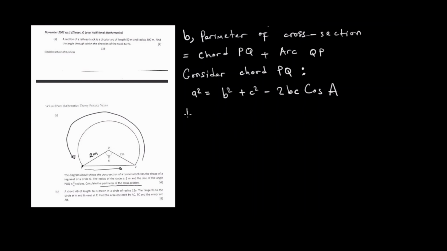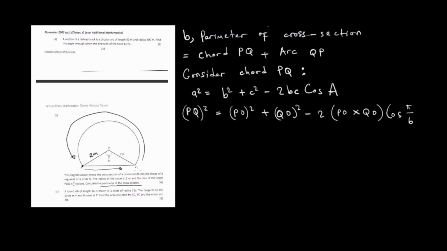So we have that PQ squared is equal to PO squared plus QO squared minus 2 multiplying PO times QO, that's by cos of the angle in between, which is pi over 6, like this.